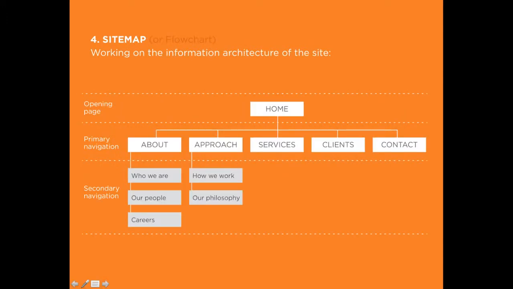Once the style of the website has been decided, the information that should appear on the website is collected and organized logically and hierarchically on a sitemap. A sitemap can also be called a flowchart, and that's working on the information architecture of the site, starting with an opening page, which is the home page, that leads to a primary navigation, and in the case of Cloudberry Design, the About, Approach, Services, Clients, and Contact navigation items, in addition to a secondary navigation under the About and Approach buttons.